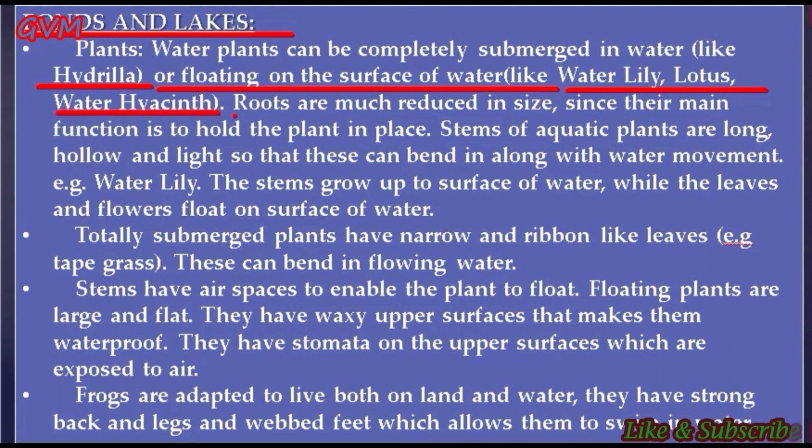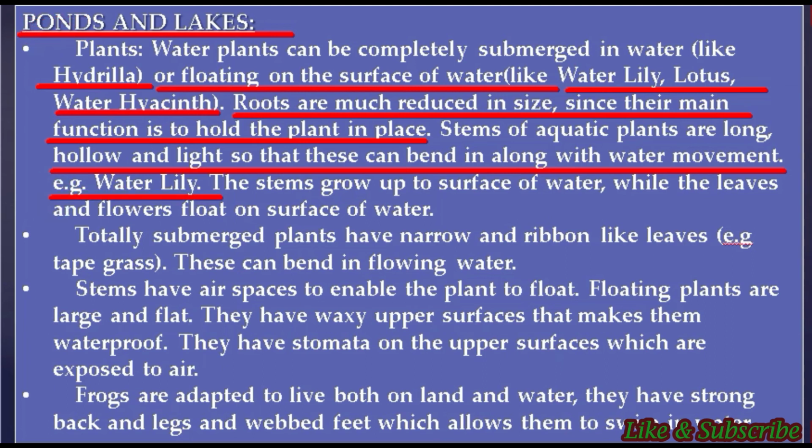And students, the plants that are generally found in ponds and lakes have roots that are much reduced in size, because their main function is just to hold the plant in place, whereas some aquatic plants are long, hollow and light so that they can easily bend along with the water movement, like water lily.